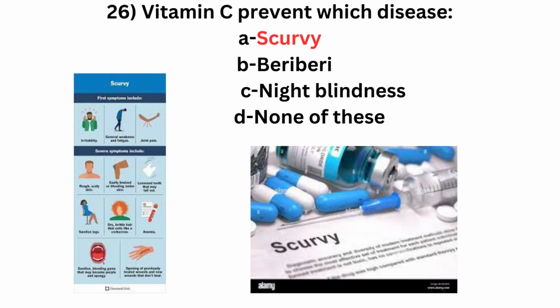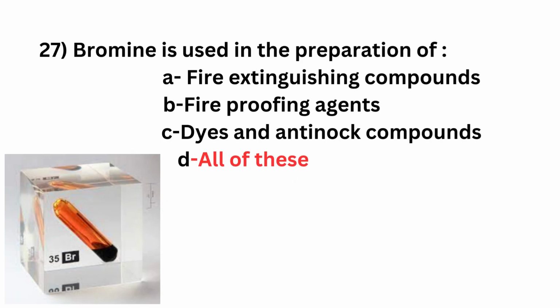And vitamin C prevents which disease? So scurvy, a disease in which there is bleeding from the gums due to lack or absence of vitamin C. Vitamin C is also helpful for skin. And bromine is used in the preparation of a fire extinguishing compound, as a fireproofing agent, also used in dyes and as an anti-knocking compound.